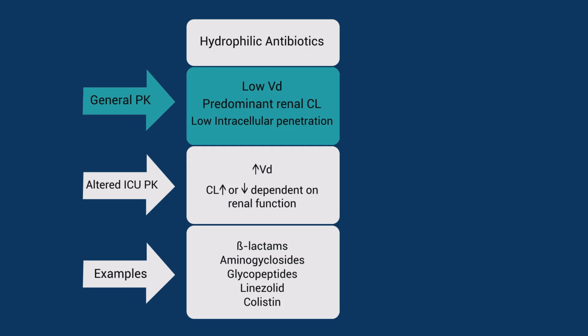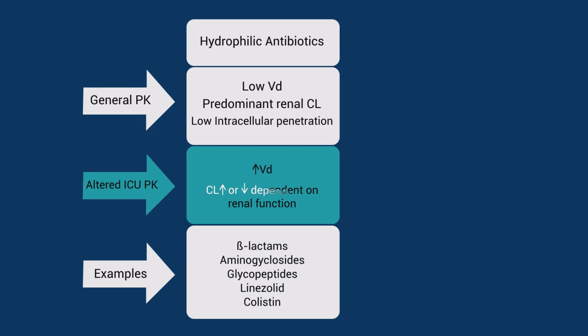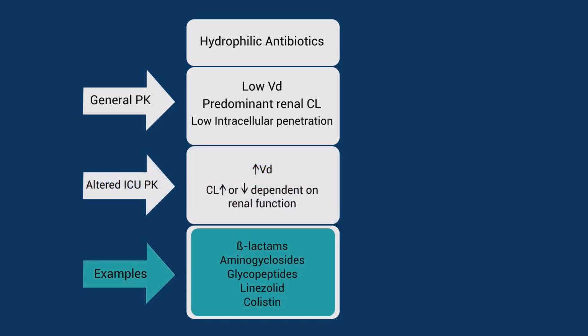Hydrophilic drugs are predominantly cleared by the kidney, and these are the drugs that I would worry about in terms of augmented renal clearance. Because they are hydrophilic, they do not attach to fat as easily, therefore they do not penetrate the cells that easily. In sepsis, my volume of distribution would go up. My clearance can either go up or come down depending on my end organ dysfunction and whether I have augmented renal clearance. The classic examples of hydrophilic drugs would be beta-lactam antibiotics like penicillin, cephalosporins, and carbapenems.